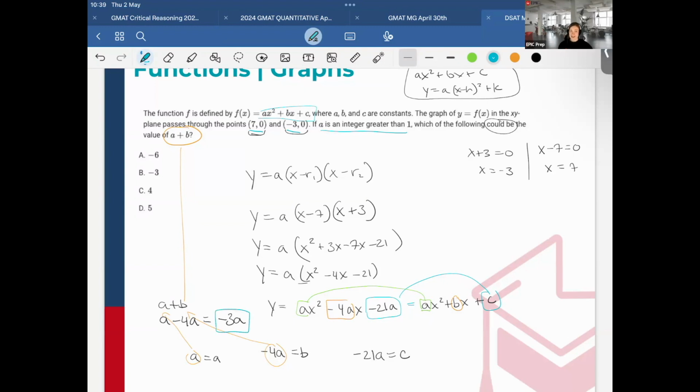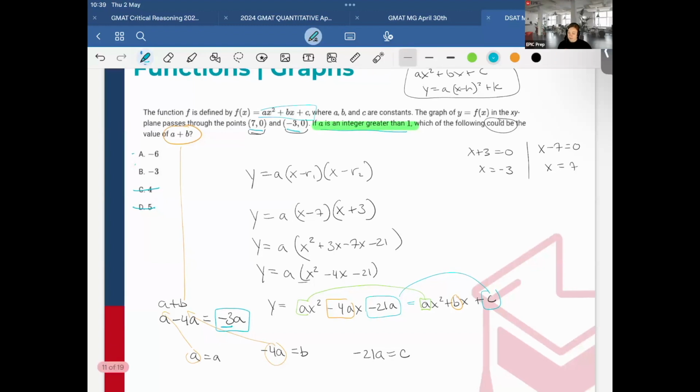So first of all, I have -3 in front, which indicates that this must be a multiple of 3. So the only multiples of 3 are a and b, so I can completely discard c and d, have a 50-50 chance of getting this one right. And then from here, go back to the problem. It does highlight, it says a is an integer greater than 1.